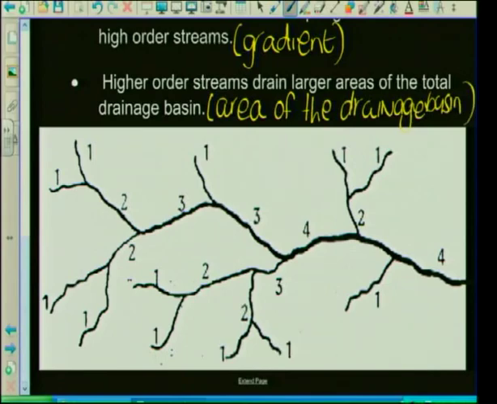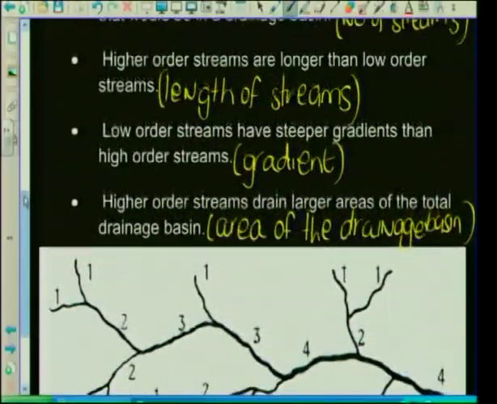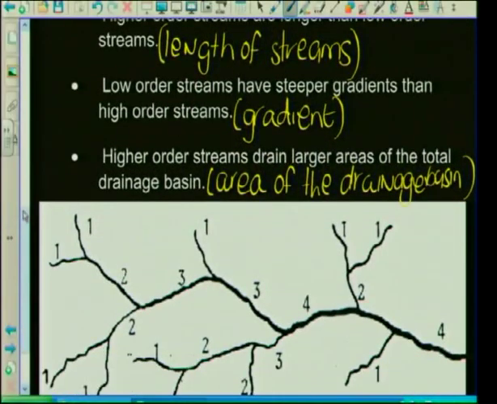All right, so we've got 4 rules that we need to remember. The first one is the rule dealing with the number of streams found within that drainage basin. The second rule is the length of the streams found within the drainage basin. The third rule is the gradient depending on the number of streams. And the last rule is the area of the drainage basin.